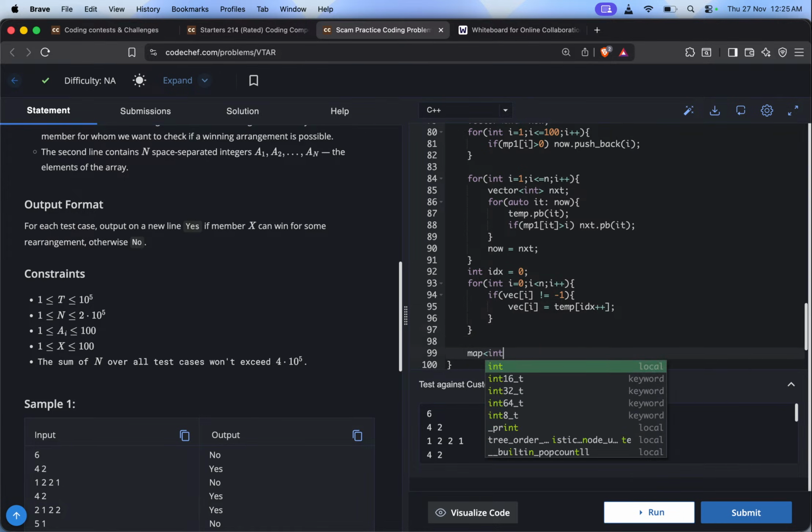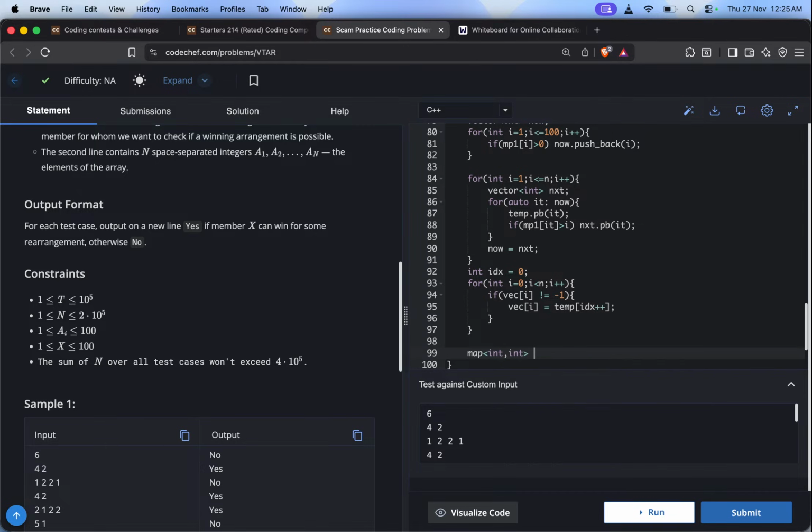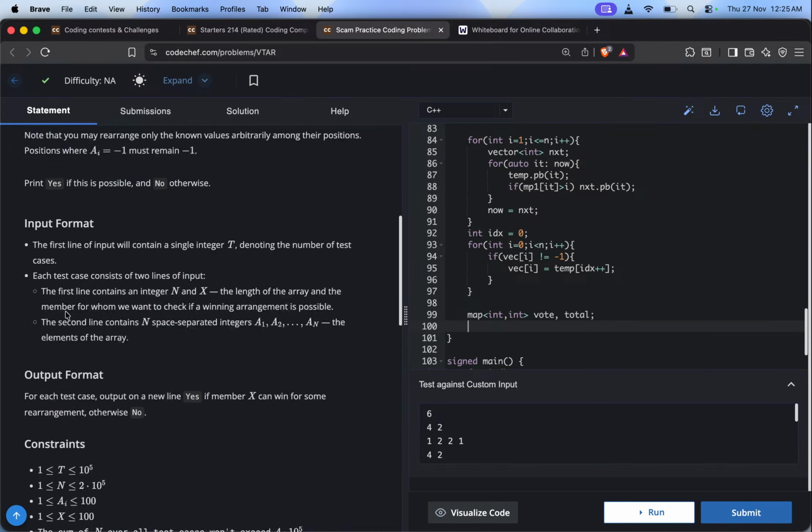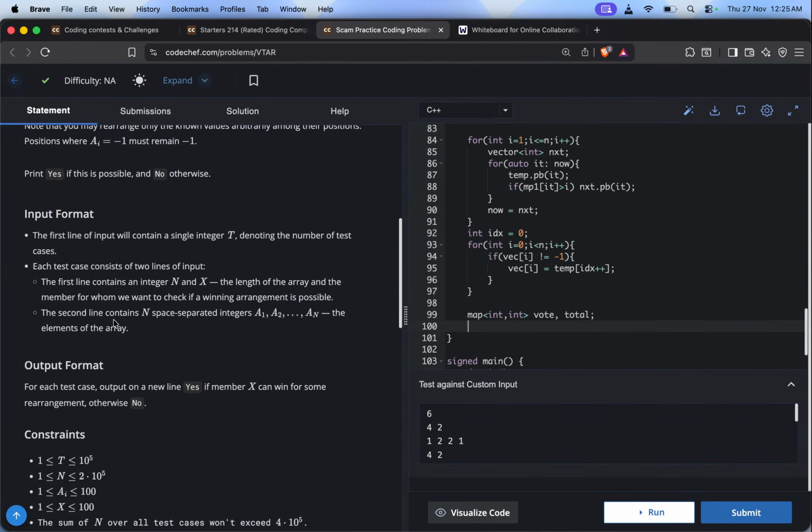Now let's check if our x can win or not. Vote denotes the number of votes in the prefix, not considering the minus ones, and total denotes the total number of votes taken till now. Let's keep the maximum value as 0 initially, and the person with the maximum value as 0 initially.